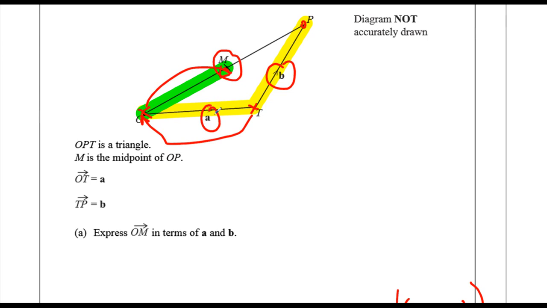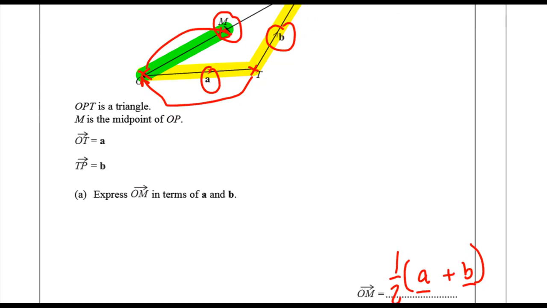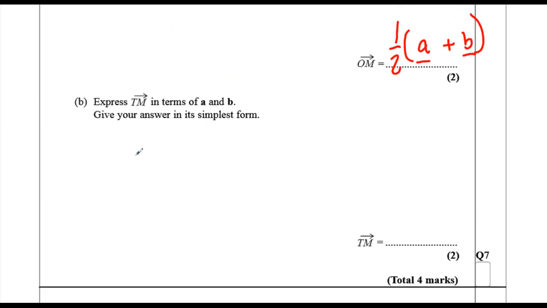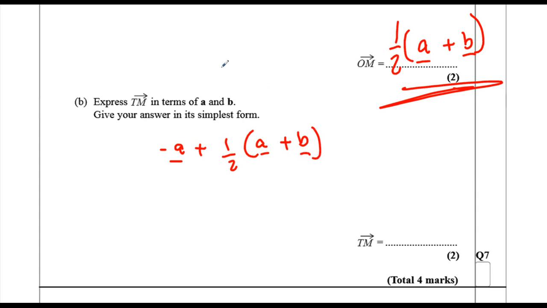To get to there, you're going backwards along a, so it's minus a. Okay, so your answer is going to be minus a plus all the stuff from before, plus a half (a plus b). We do need to simplify. Let's expand out brackets. Half a plus a half b. Okay, and it's minus a as well.